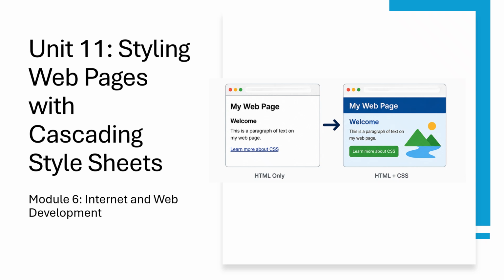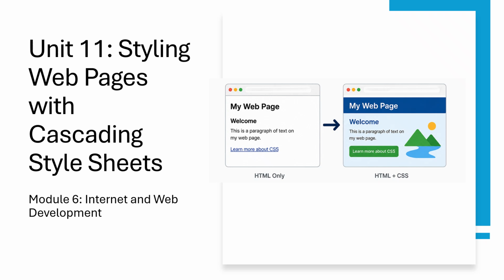We are going to finish up Module 6 with web development. Unit 11 is styling web pages with cascading style sheets. In Unit 10, we learned how HTML provides the structure and the content of a web page. So while HTML allows us to organize information, the pages that we created were fairly plain.